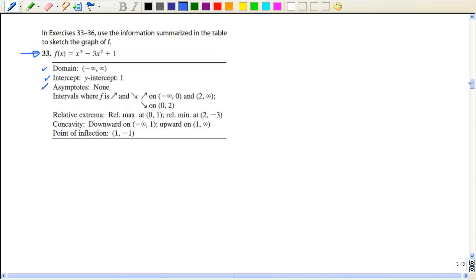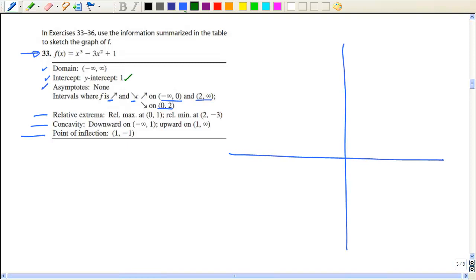Intervals where f is increasing, that's decreasing. So it's telling me increasing from negative infinity to 0, and then 2 to infinity, and decreasing from 0 to 2. I've got relative extrema, I've got concavity, and I've got a point of inflection. What all can I put on the graph? Well, I'm just going to sketch it.